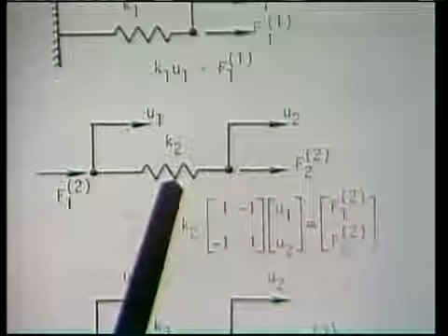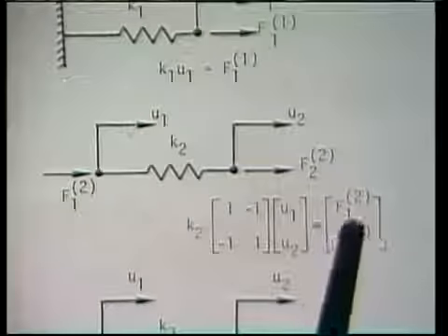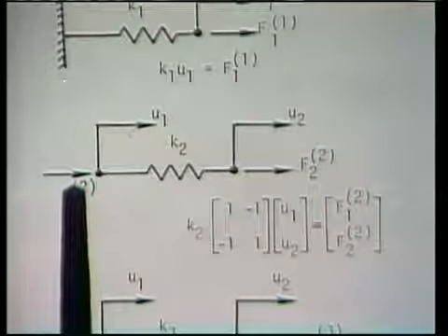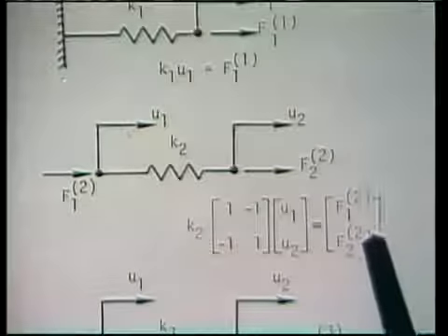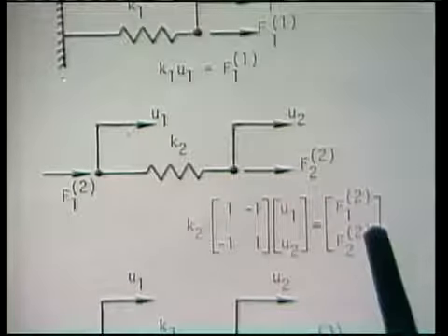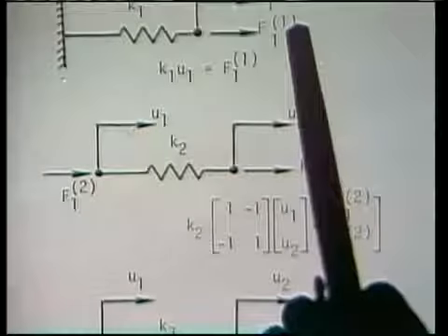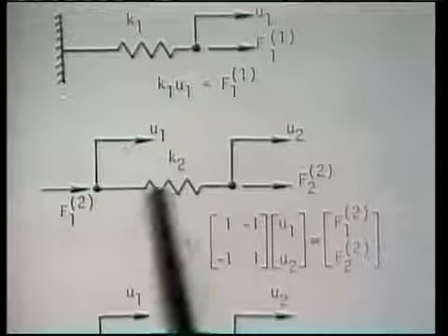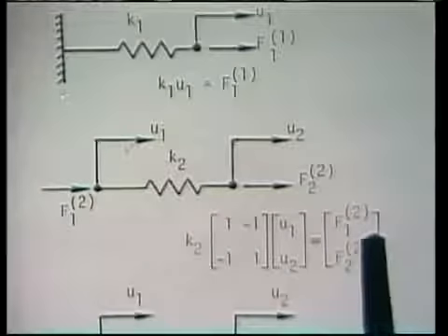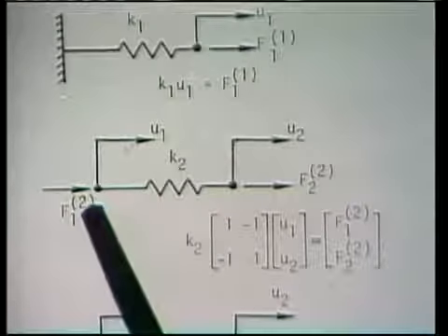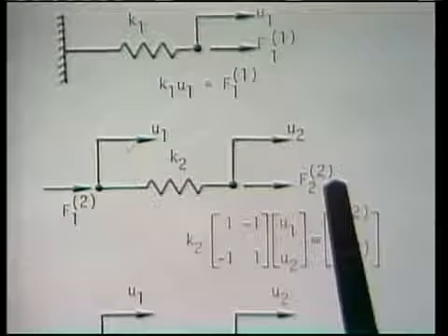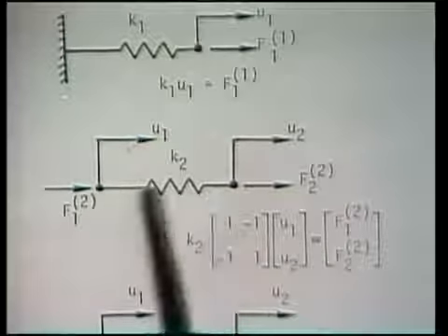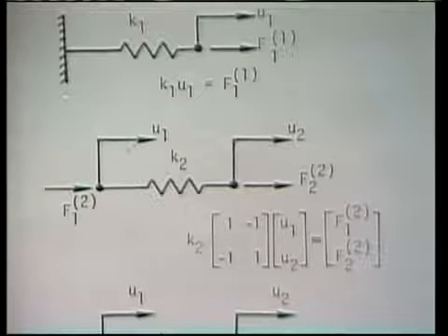K2 is the physical stiffness of the spring, and F1, F2 are the forces applied at these two ends. Notice, please, that the superscript here refers to the element number, superscript 1 here for element 1, superscript 2 here for element 2. And notice that we would find that F1^2 is minus F2^2 for given U1 and U2. Of course, that means the element is in equilibrium.